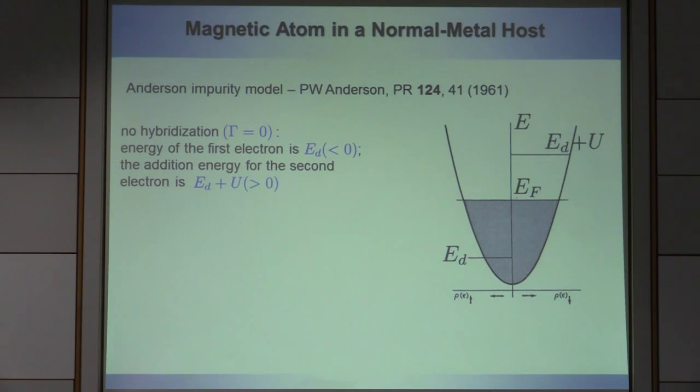So let's go back to a magnetic ion in a normal metal. The model of choice is the Anderson impurity model, and the idea is that we have a strong on-site Coulomb repulsion. If we embed an ion into a Fermi sea, the energy for the additional electron is still larger than the Fermi energy, so the atom retains its magnetic structure, at least as long as there is no hybridization between the localized electrons on the shell and the conduction electrons.